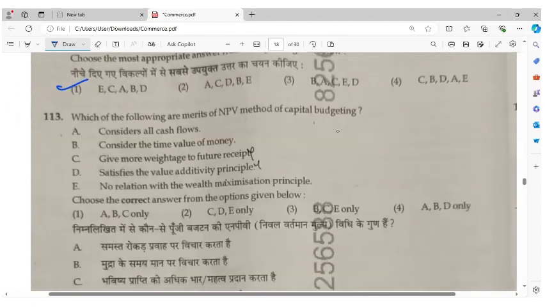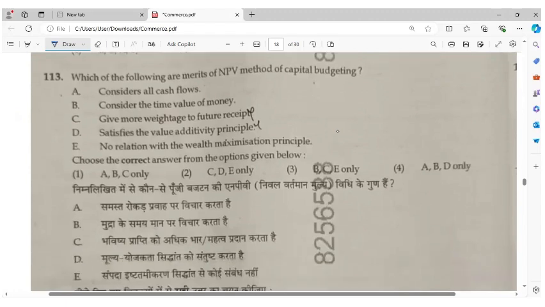Okay, now the next question: which of the following are the merits of the NPV method of capital budgeting? For the NPV method of capital budgeting, option number 4 is right here, that is A, consideration of all cash flows, consideration of the time value of money, and D, the additive principle. Giving more weightage to the future receipts is not part of that, and no relation to the wealth maximization principle. It is not given there, this is not a merit.